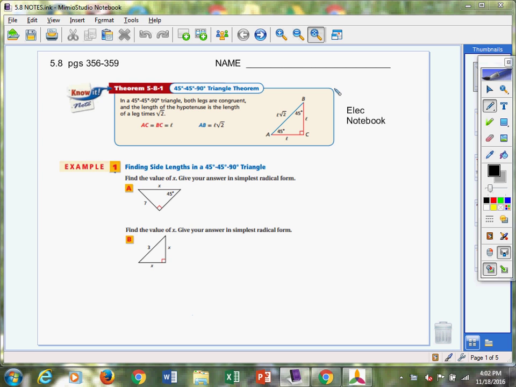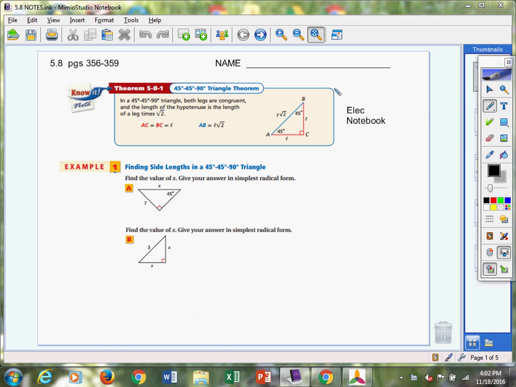And I love 5.8. I remember studying this when I was in high school. This was really fun and it's interesting to see these relationships. These are special triangles that we're going to talk about in this whole section. Section 1, example 1, is dedicated to the 45-45-90 triangle.